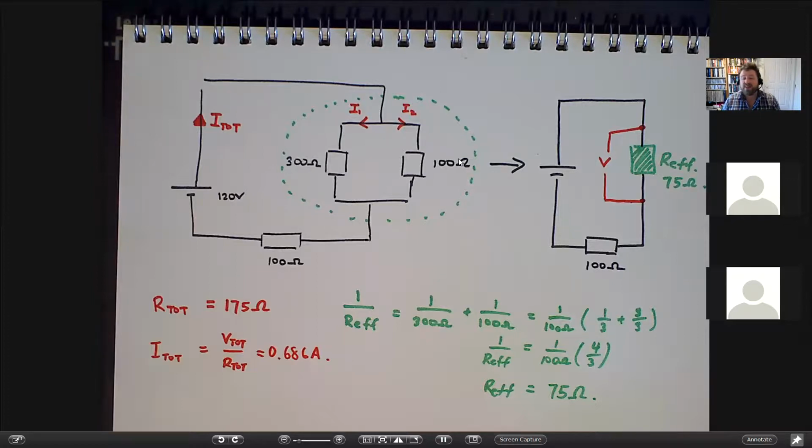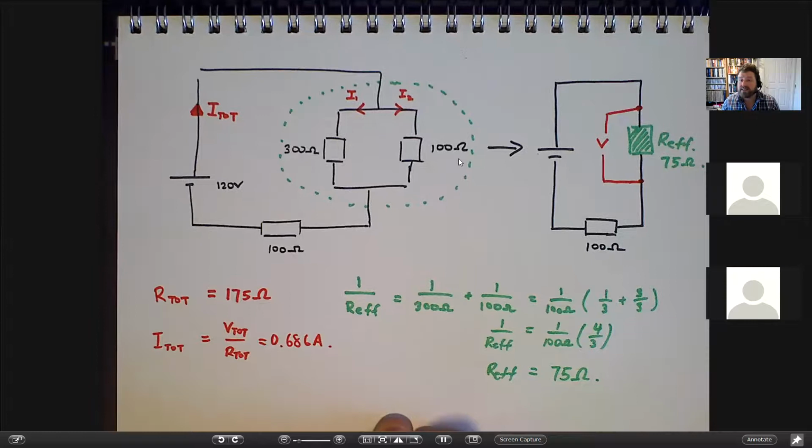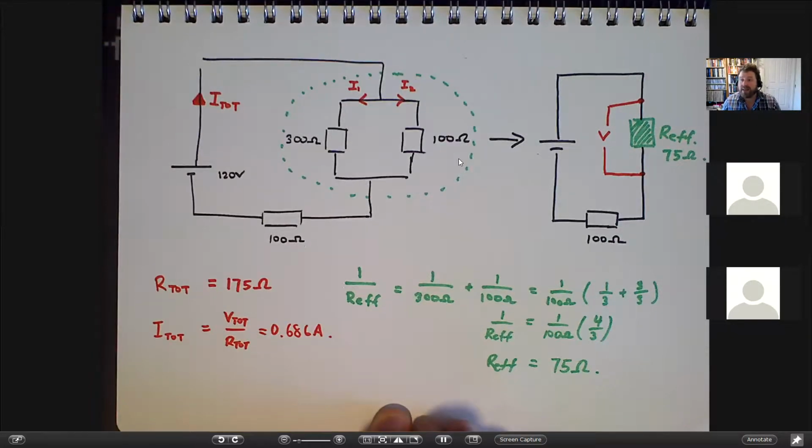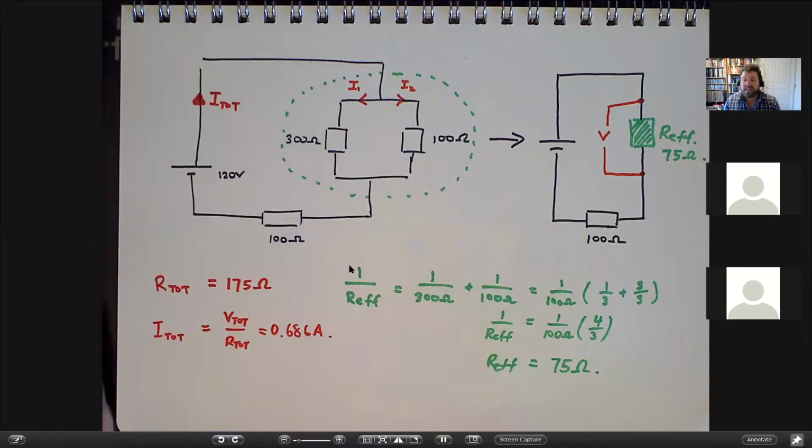You might have heard in year 10 electricity or whatever, oh, the electricity takes the path of least resistance. You've probably heard that term at least. So you might think, oh, maybe all 0.68 amps goes through the lower resistance channel and none of it goes through the higher resistance. You might also say, oh, well, maybe it just splits 50-50.